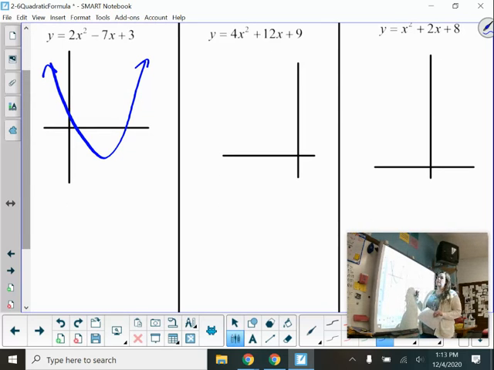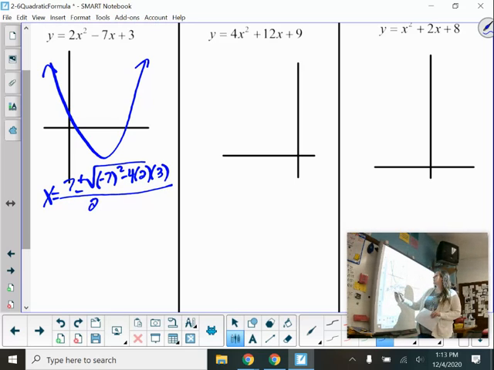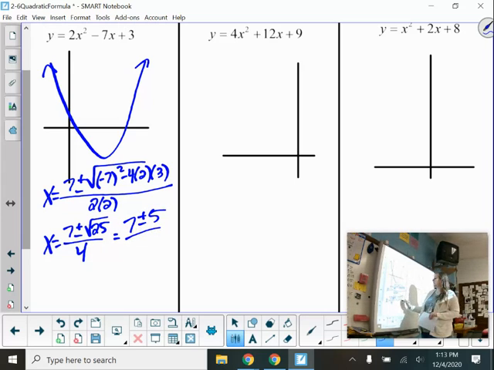So now we're going to do the quadratic formula. Your a is 2, your b is -7, your c is 3. So we're going to have 7 plus or minus the square root of -7 squared minus 4 times 2 times 3, and that's all over 2 times 2. So 7 plus or minus, this is going to be 8 times 3 is 24. 49 minus 24 is going to be 25. So square root of 25 is 5. This is 7 plus or minus 5, all over 4. So we're going to get 2 answers here.